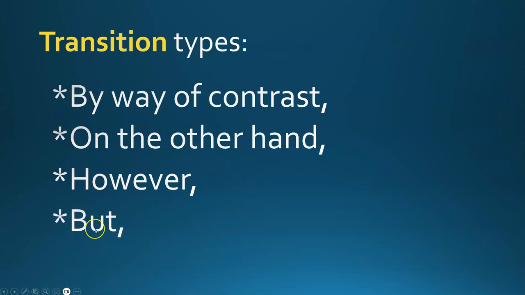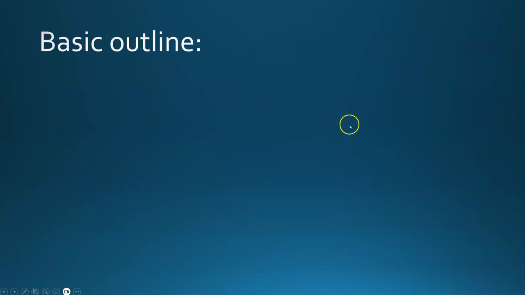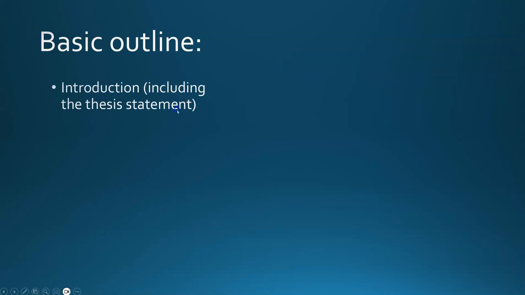So these are ways of distinguishing when you're transitioning between one item and another item if you're doing the point by point method. Okay, so we're going to finish up with a basic outline for a compare contrast essay. You would have your introduction, which includes the thesis statement. Now, when you're comparing iPhones to Android phones, let's say you're talking about battery life as one of the things.